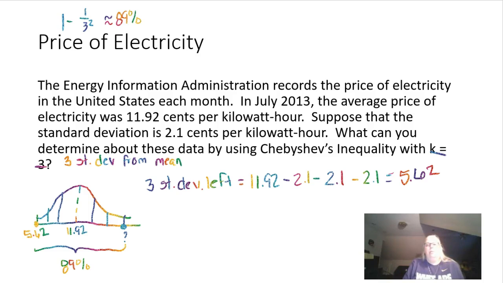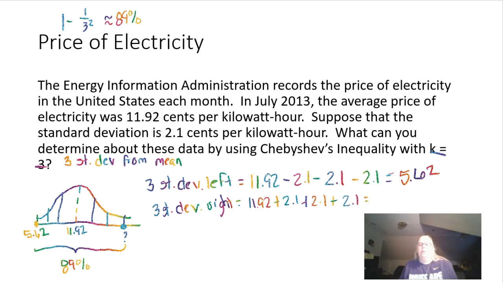Now let's get this one over here on the right. 3 standard deviations to the right. This is going to be 11.92 plus 2.1, that's 1 standard deviation to the right, plus 2.1 again, that's 2 standard deviations to the right, plus 2.1 again, that's 3 standard deviations to the right. So we're actually adding 6.3. And that's going to give me 18.22. And what that tells me is that this number right here is 18.22.